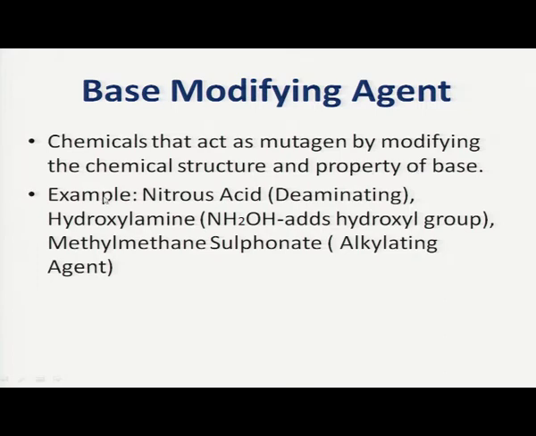Here are some examples of base modifying agents. One is nitrous acid, which will lead to deamination. Deamination means removal of an amine group from the nitrogenous base, which we learned earlier in this session. Hydroxylamine can add a hydroxyl group to the nitrogenous bases. Methylmethane sulphonate is one of the alkylating agents. An alkylating agent adds an alkyl group to the nitrogenous bases. So, these nitrogenous bases can be modified by certain base modifying agents, namely nitrous acid, hydroxylamine and methylmethane sulphonate. There are many other examples of base modifying agents which can change the structure of the normal bases.